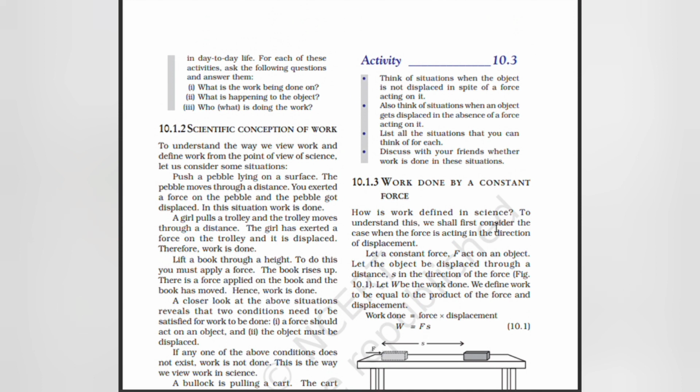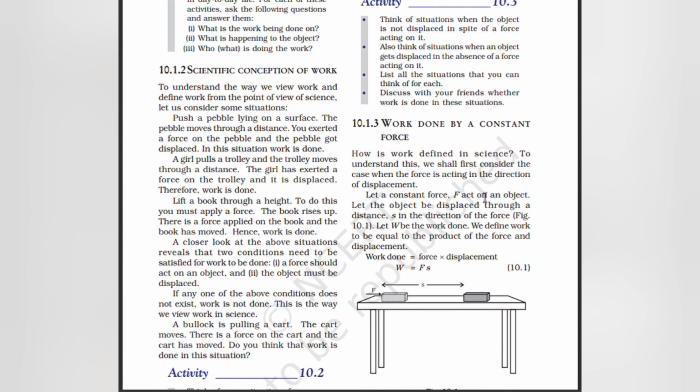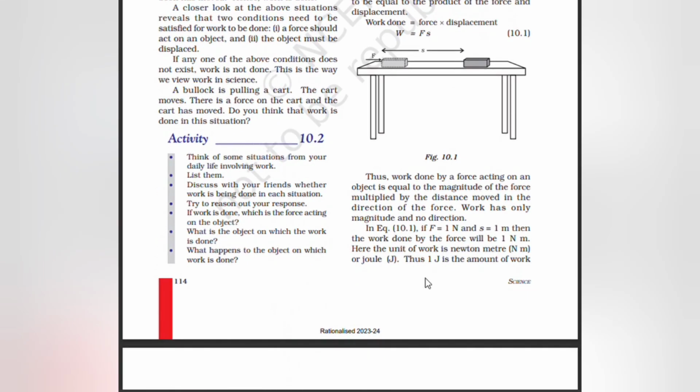To understand this, we shall first consider the case where the force is acting in the direction of displacement. Let a constant force F act on an object. Let the object be displaced through a distance S in the direction of the force. Let W be the work done. We define work to be equal to the product of the force and displacement. Work done is equal to force into displacement, which is equal to F s.